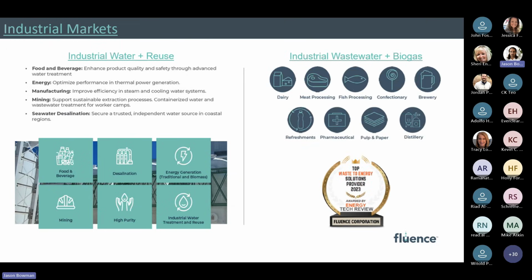If we turn our attention to the industrial wastewater group specifically, our main focal areas fall within the food and beverage industry as well, with meat and dairy being a significant portion of our experience. But we also have experience in production of alcohols, pulp and paper facilities, as well as pharmaceuticals.